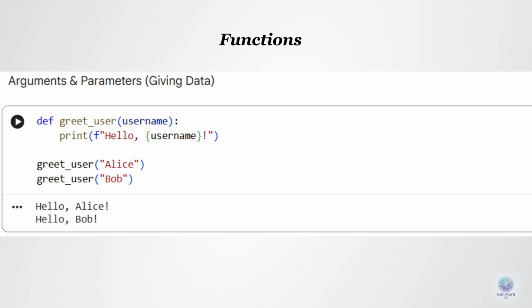The argument, on the other hand, is the actual value you send to the function when you call it. When we call greet_user and pass in the string Alice, Alice is the argument. Python takes that argument, plugs it into the placeholder, and executes the code. This allows us to call the same function with different data, like Alice or Bob, to get personalized results every time. Parameters are the slots, and arguments are the content you slide into them. Now your functions are dynamic.